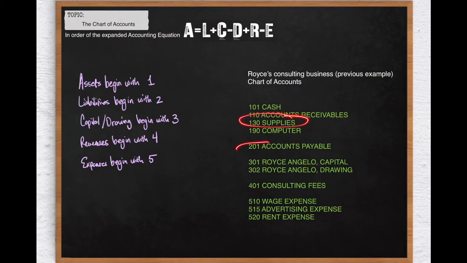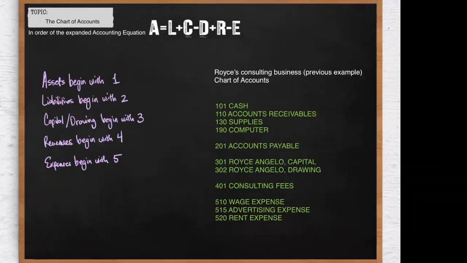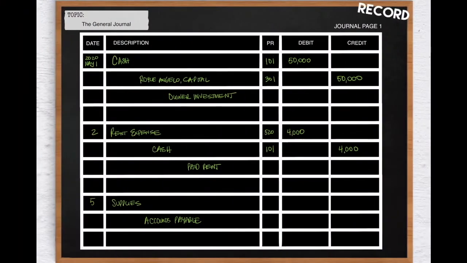But let me put the post-reference number first. So supplies is 130 and accounts payable is 201. We have a debit of $1,500 and a credit of $1,500. Indent from the credit account and put a quick description, something like purchased supplies. That's a description line, so you shouldn't have any post-reference number there or an amount. That's for the debits and credits. So you should always have 3 things at least: an account that's being debited, an account that's being credited, and then your description.